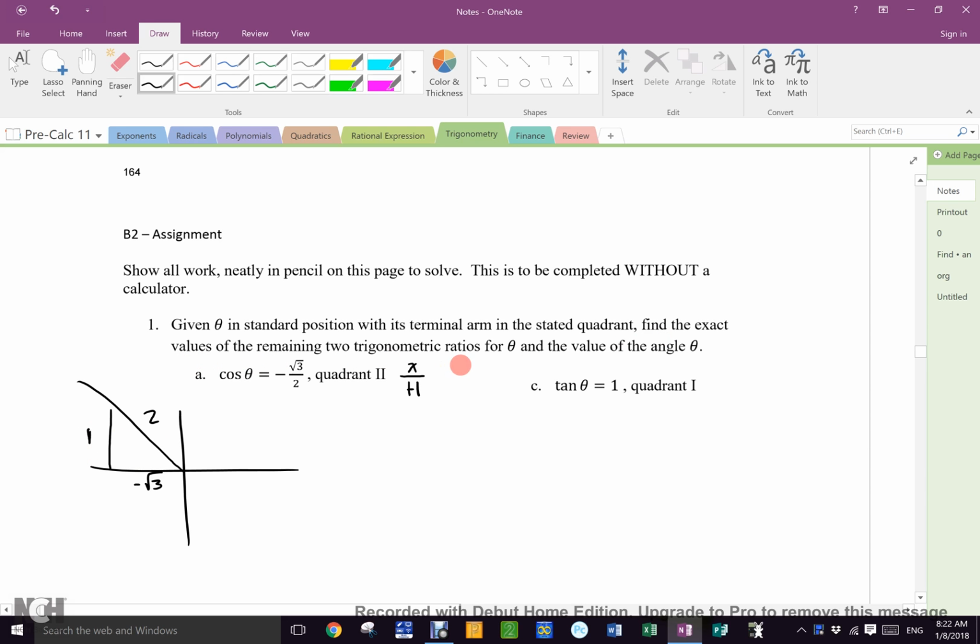Find the exact values of the remaining trigonometric ratios. So sine is 1/2, tan is 1 over negative root 3. And the value of it, this has to be 30. If this is 30, what's theta? 150. Now, on a test, I don't need to see the drawing if you can do this without drawing. That's not going to be needed.